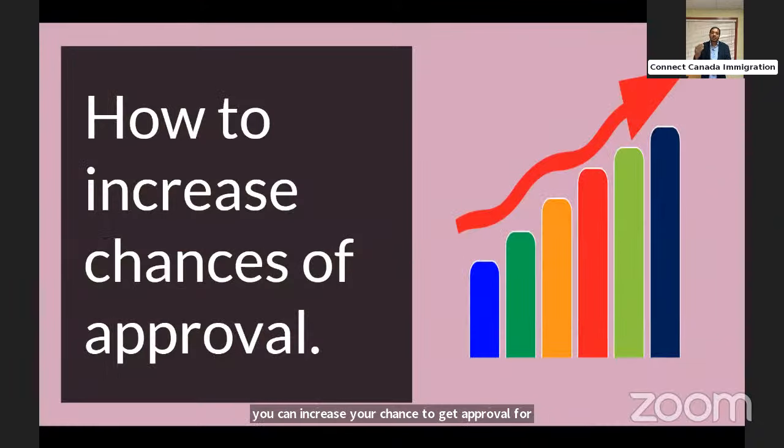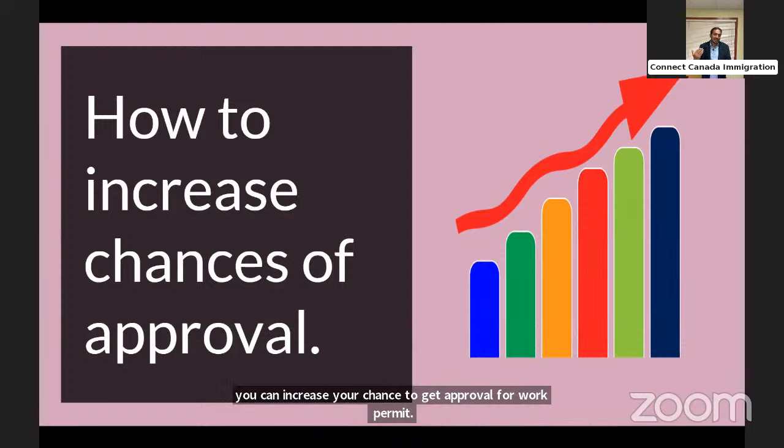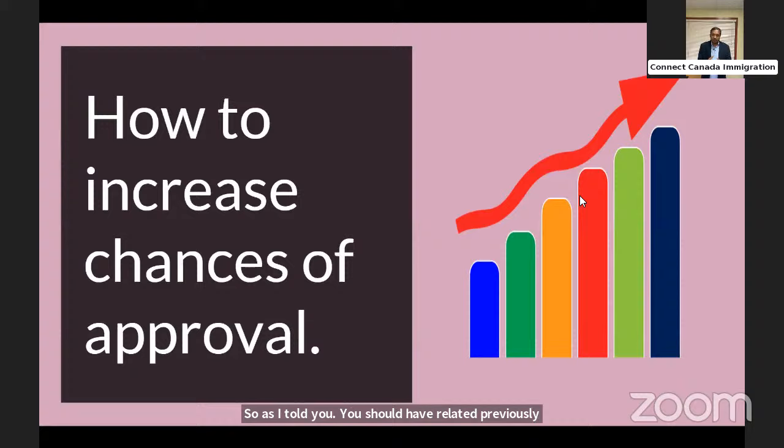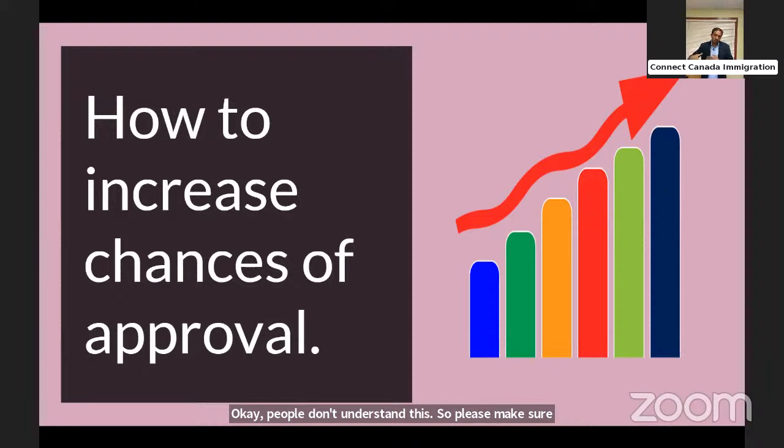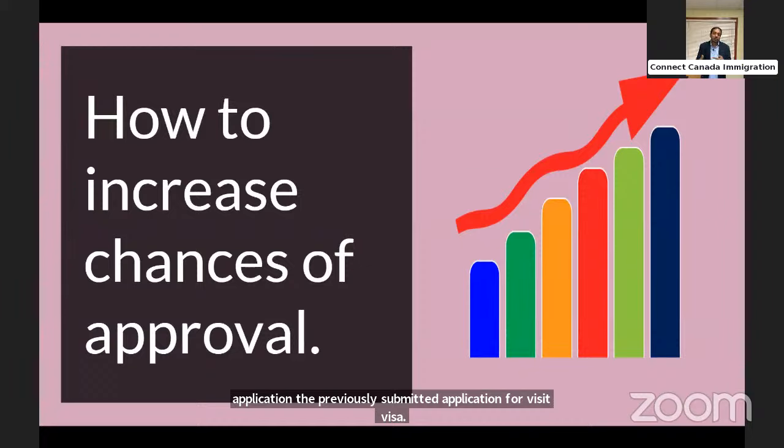So how can you increase your chance to get approval for a work permit? As I told you, you should have previously related experience. Okay, so if your profile is matching the job offer, that gives you a higher chance of approval. That's one thing. Second thing, when you apply for a visit visa, this is very, very important. Okay, people don't understand this, so please make sure you understand. When people apply for a visit visa, or they applied for a visit visa 3, 4, 5 years back, they have a visit visa for 10 years and they come to Canada, in the previously submitted application for the visit visa, they do not mention anything about the job being offered.